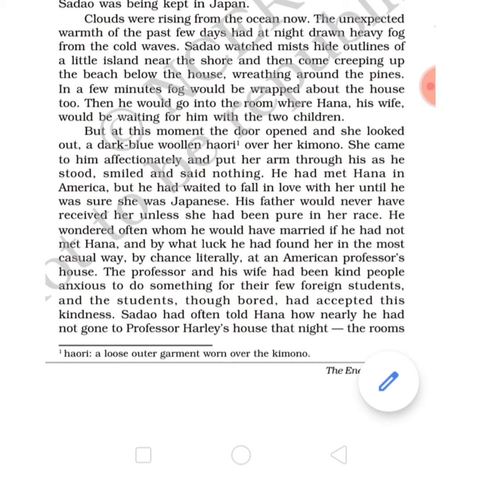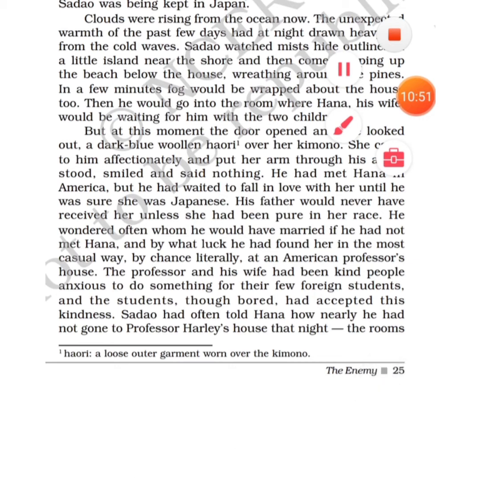Now let's move on to paragraph 3. Clouds were rising. Clouds were rising from the ocean now. The unexpected warmth of the past few days had at night drawn heavy fog from the cold waves. Sadao watched mist hide outlines of a little island near the shore and then come creeping up the beach below the house, wreathing around the pines. In a few minutes, fog would be wrapped about the house too. Then he would go into the room where Hannah, his wife, would be waiting for him with the two children.